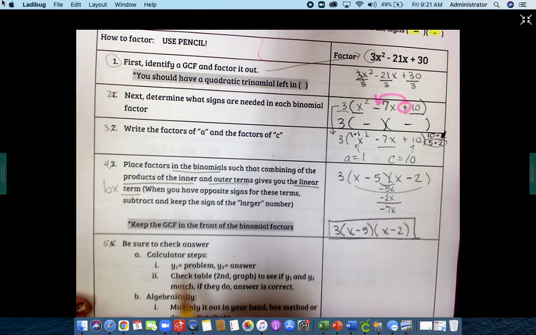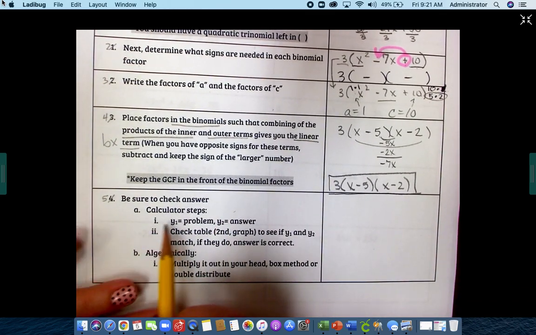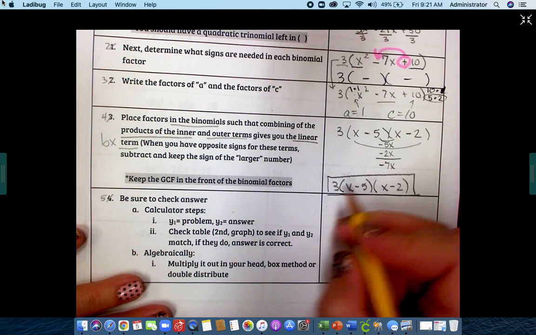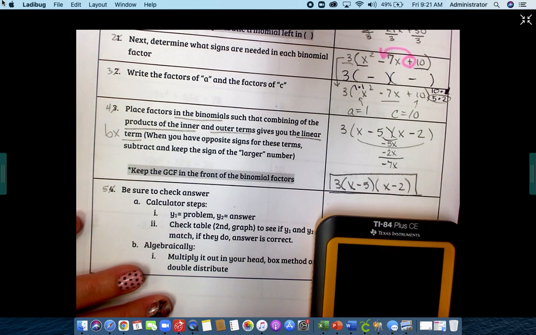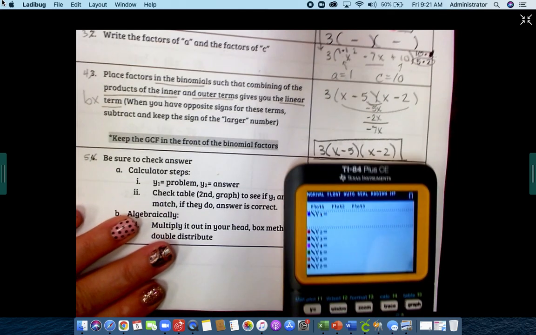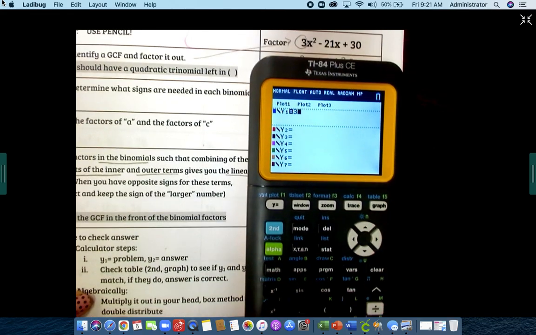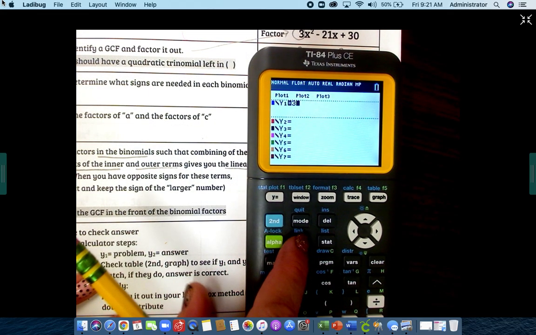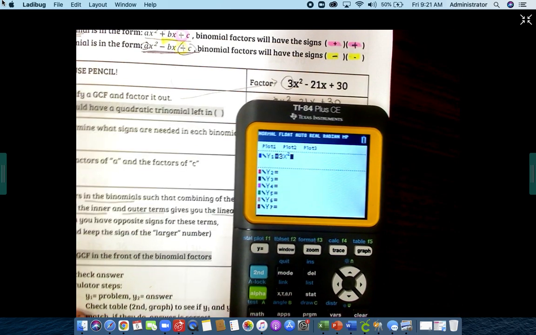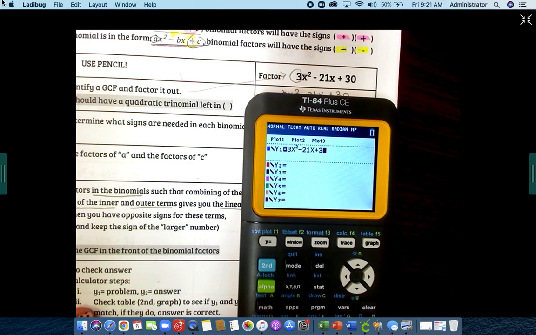Now, step 5 here is to be sure to check your answer. And this is just like I taught you in the other video. It means I'm going to go to Y1 and type in my problem, and Y2 and type in my answer. So I'm going to do this again for you. So in Y1, I'm going to type my original problem right here. So 3, remember your x is located to the right of the green alpha button. Your squared is down here, x squared. So 3x squared minus 21x plus 30.